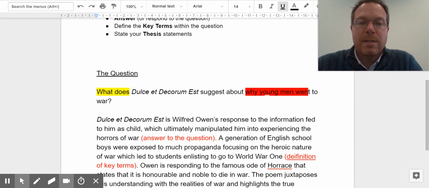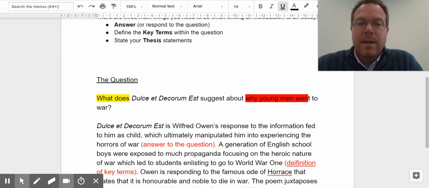So our key terms here is why did they go? We need to understand that first in order to understand the poem itself. So in terms of planning, I came up with the idea that it was Wilfred Owen suggesting that they were manipulated.